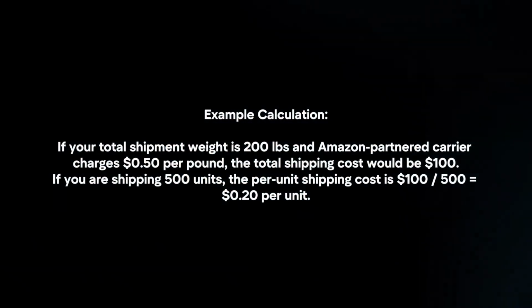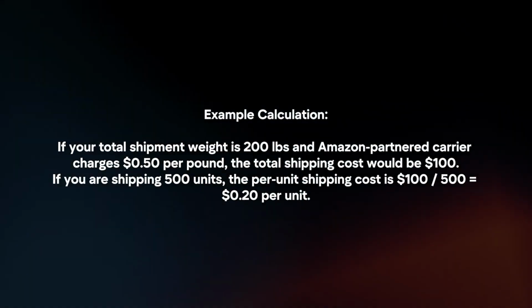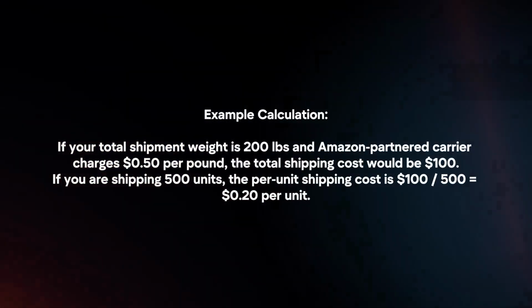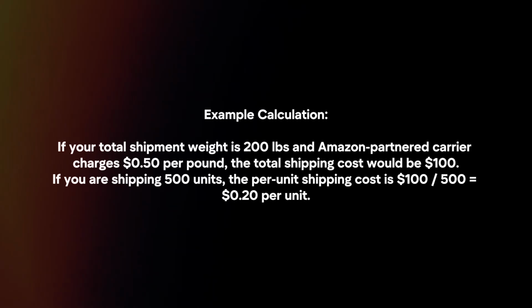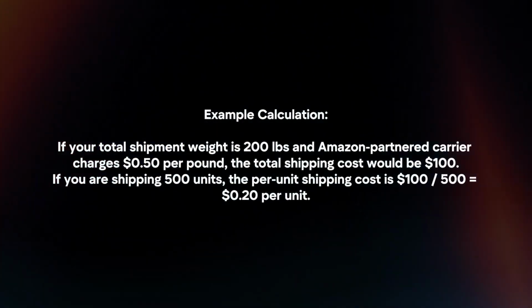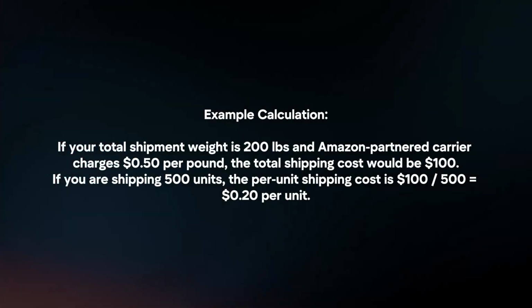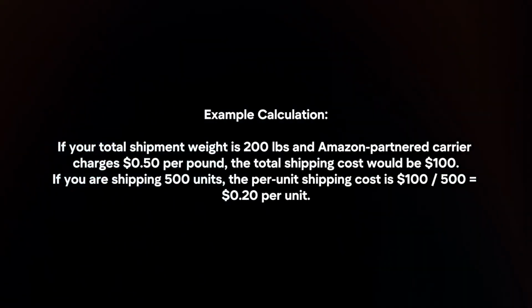Example calculation. If your total shipment weight is 200 pounds and Amazon partnered carrier charges 50 cents per pound, the total shipping cost would be $100. If you are shipping 500 units, the per unit shipping cost is $100 divided by 500, equaling 20 cents per unit.